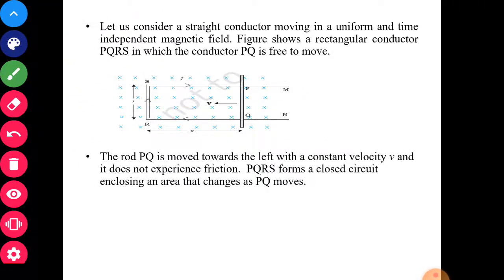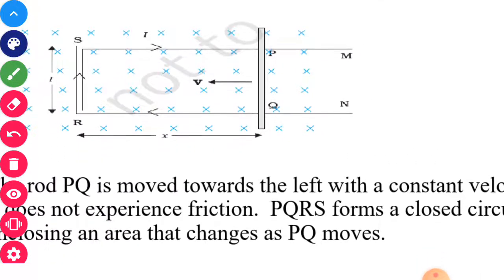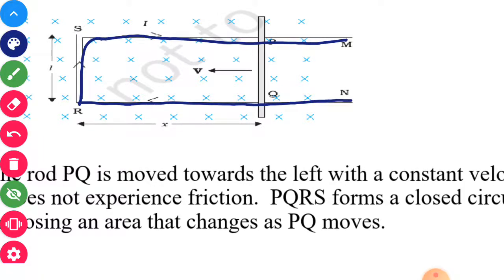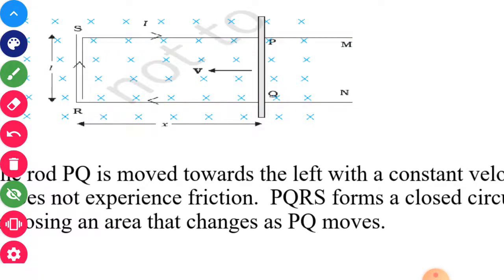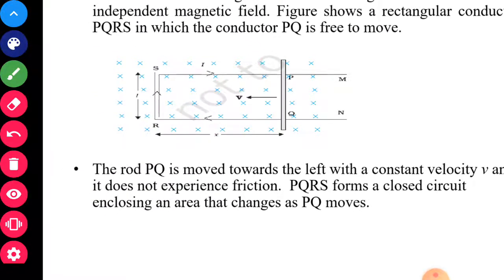The rod PQ is moved towards the left with constant velocity v, and it does not experience friction. So the motion is an ideal motion which is frictionless. There is no friction experienced by this rod when it is moving on this conducting arm. When it is going this side, no friction is there between the rod and the conducting arm, that is the U-shaped frame. So it does not experience friction.